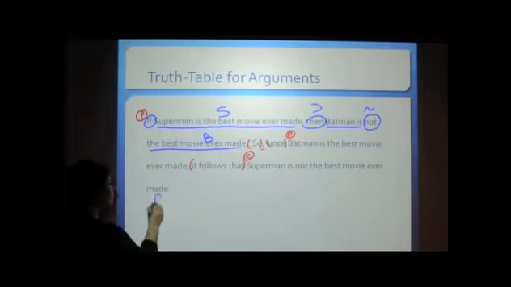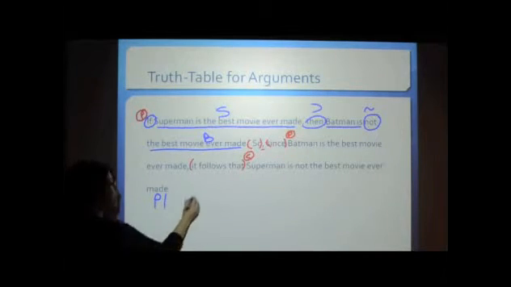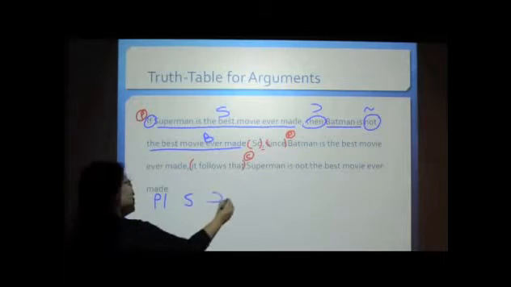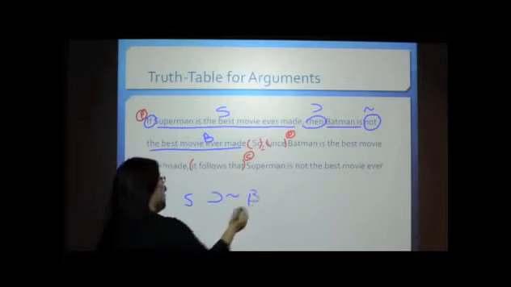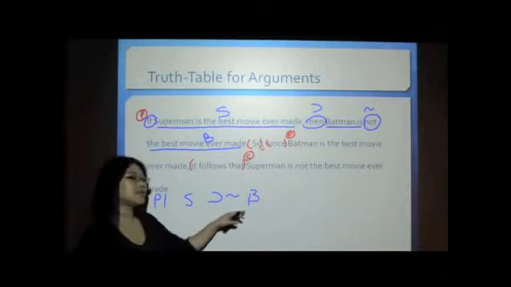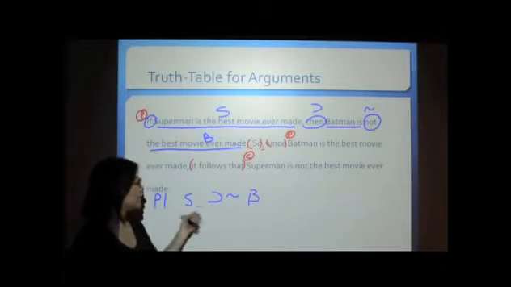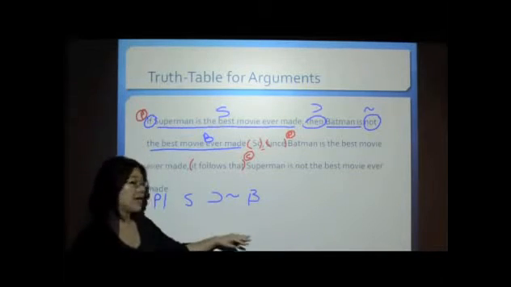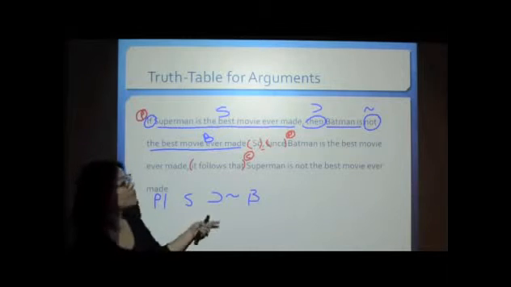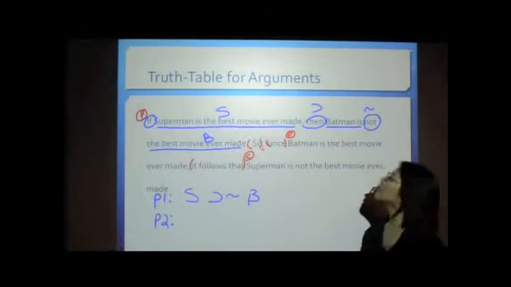Okay? So for premise 1, okay, we have S, horseshoe, tilde, B, okay? And notice that this is a well-formed formula, okay? There's nothing wrong with this statement here grammatically, okay? Now we can move on to the next statement.